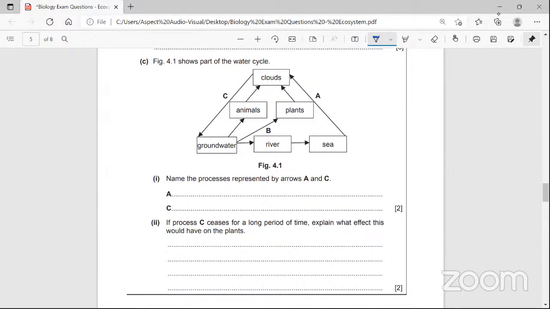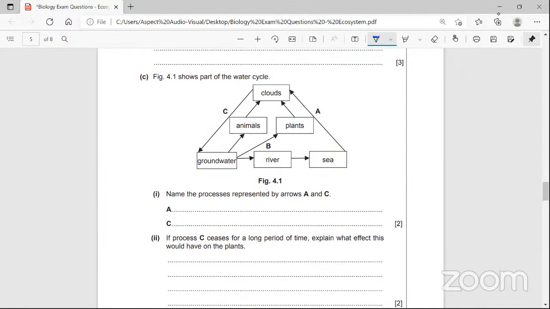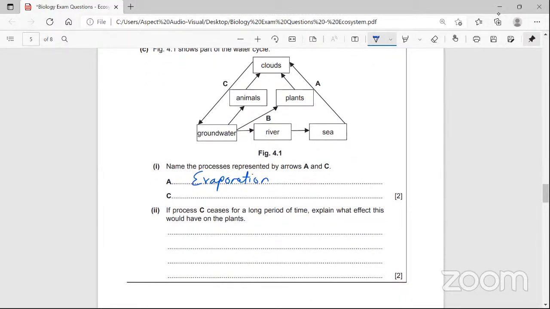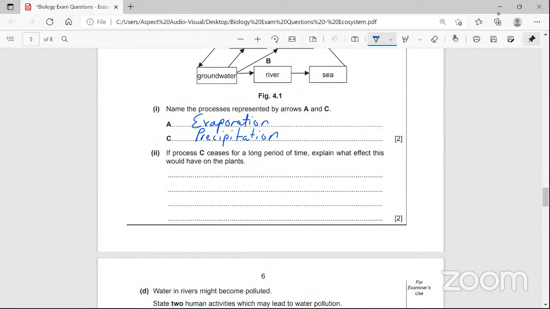Yeah, we do. Right. Figure 4.1. I think this one is very easy as well. But then it might be tricky since you guys didn't cover the water cycle. We'll do it again. Name the processes represented by A and C. What is A? Evaporation. Thank you. Evaporation. What is C? Precipitation. Thank you. Precipitation. Most of you should know this from geography, from grade 7, huh?